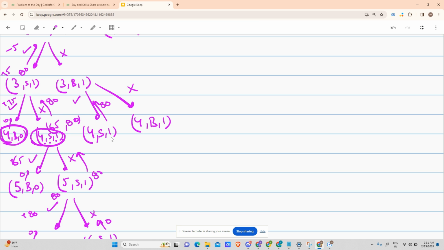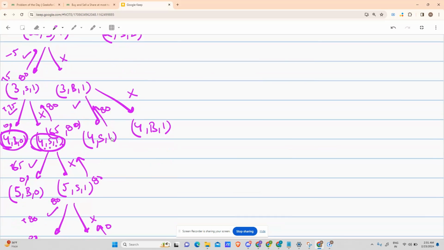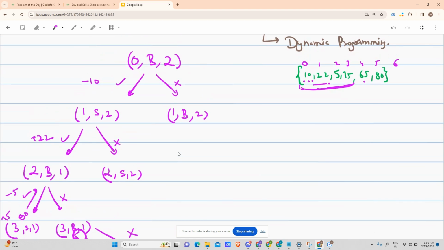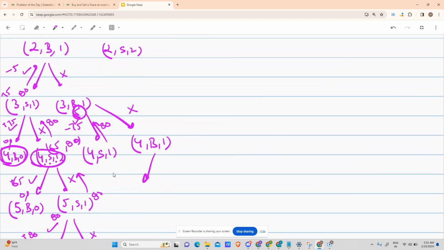Right. But 4b1 is not solved. So I will have to solve 4b1. Right. So 4b1 again has two options. What are the options? For 3b1 I will have to minus, right? 3b1 I will have to minus 75 because I have bought. So it will be returning 5 here. Left is returning 5. Talking about 4b1, two options, either to buy it or to skip it, right? So this will be the going of the subtree.